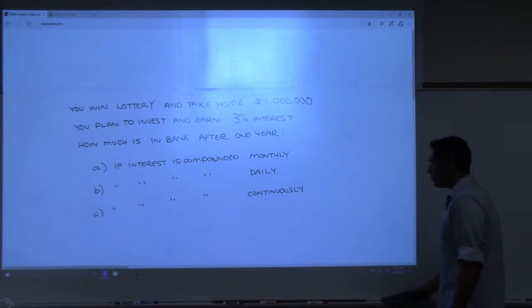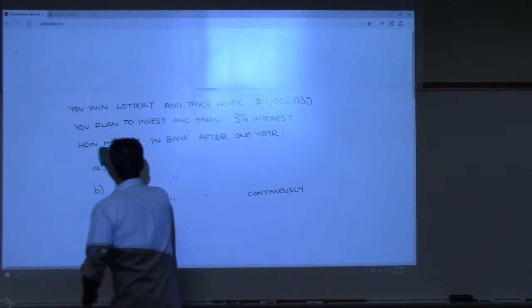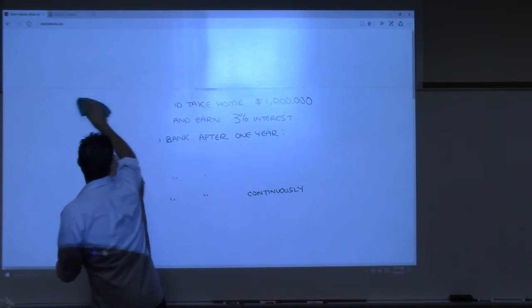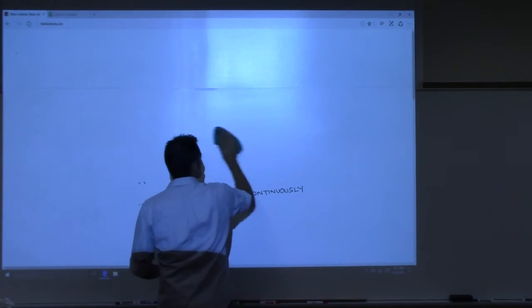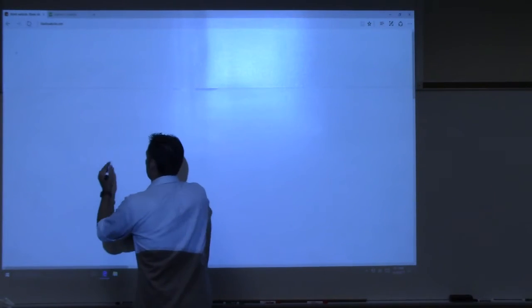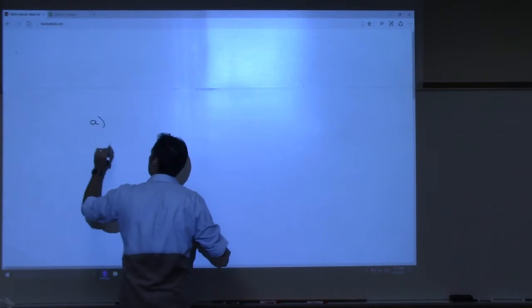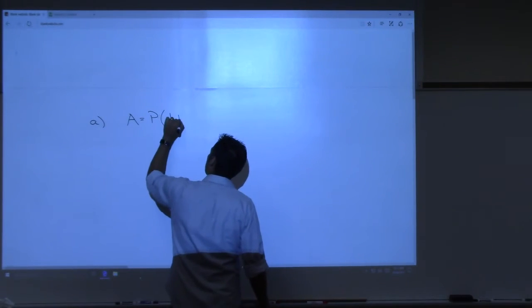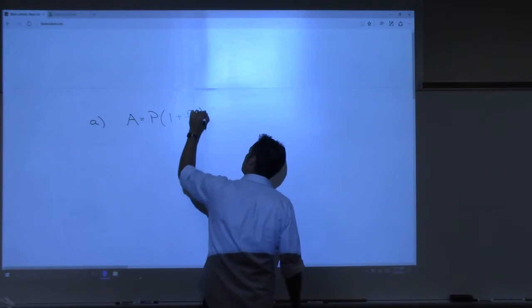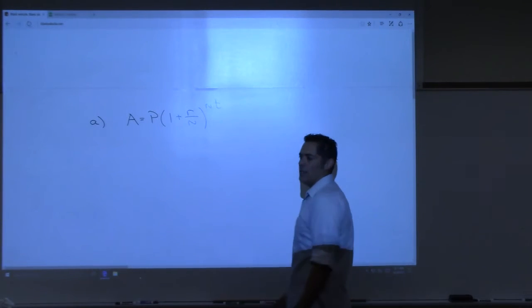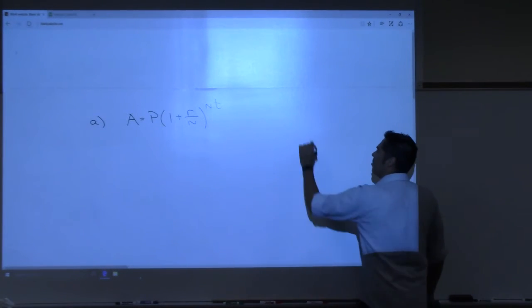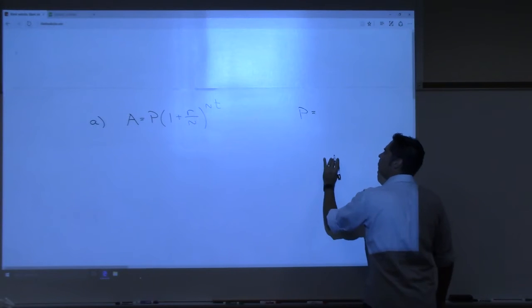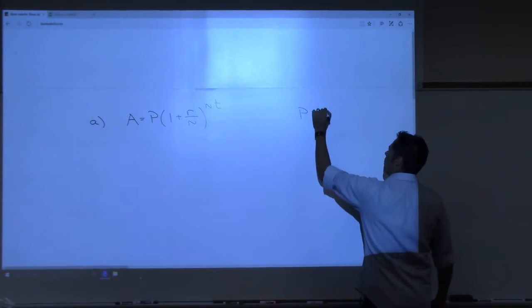I'm going to have to erase all this. Part A. Let's identify some pieces for part A. For part A, what formula are we going to use? The first one or the second one? First one. A equals P parentheses 1 plus R over N raised to the NT. All right, let's identify the pieces we have. Do you know what P is? 1 million. That's what you start with.